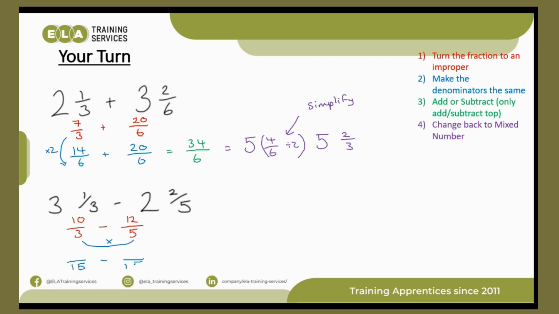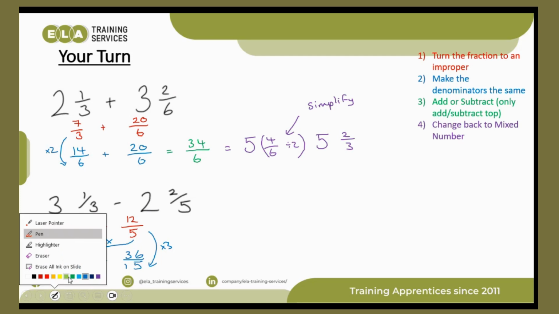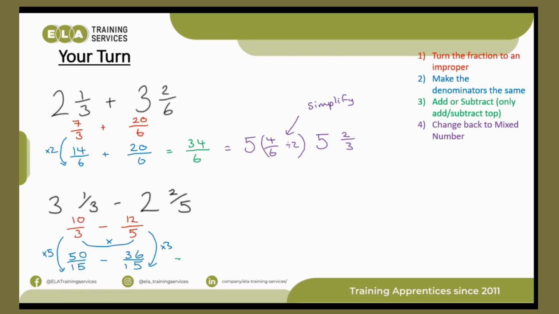So notice it's literally just adding and subtracting fractions just with the conversions in. So what do we times by 3 to get 15, which is 5? What do we times by 5 to get 15, which is 3? So notice it's just the opposite number. Then we do 10 times 5, which is 50. 12 times 3, which is 36. And then we're going to do 50 take away 36, which then leaves us with 14 over 15. And we don't need to convert because that is our answer and it's a proper fraction. So well done if you got both of those correct.